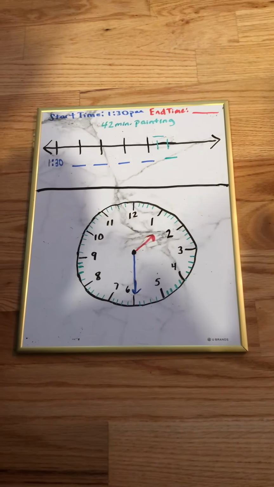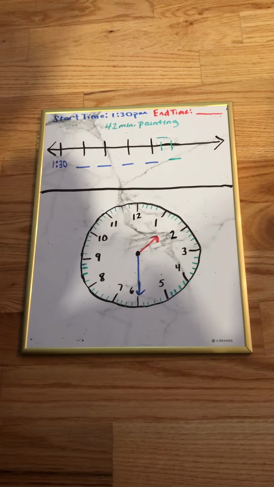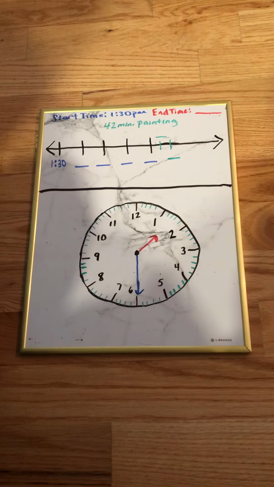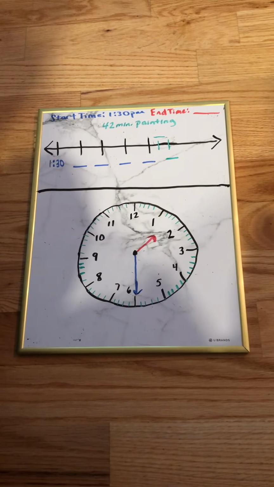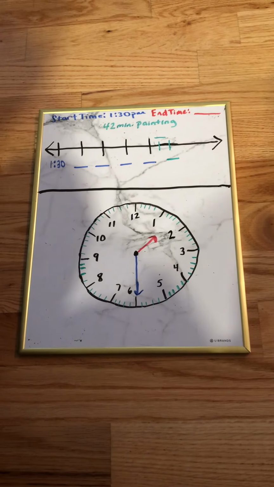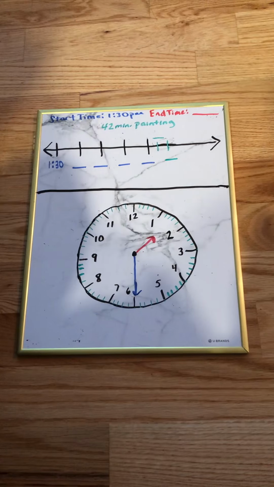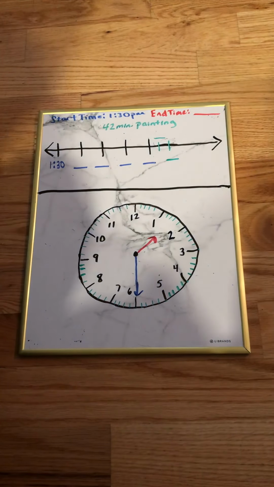We are going to be looking at lesson 10.4 today. It is on page 401 in your textbook. And our learning target for today is, I can find a starting time or an ending time when I know the elapsed time. So here's what we need to do.